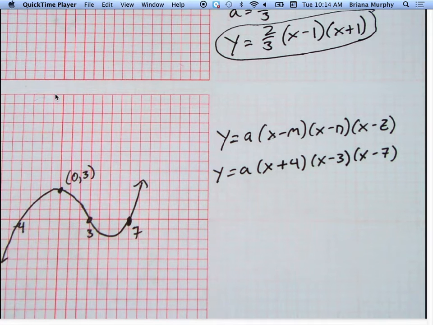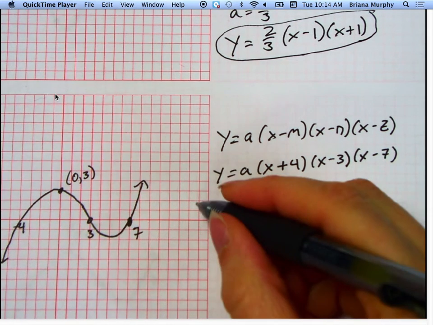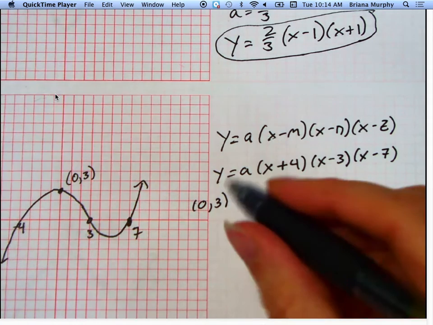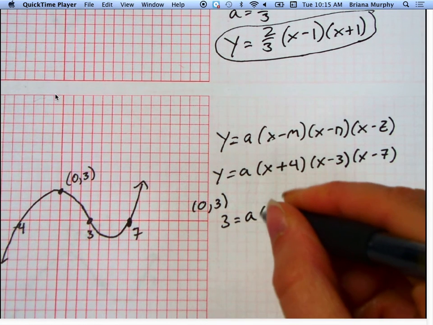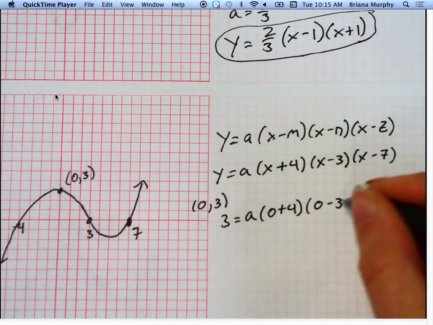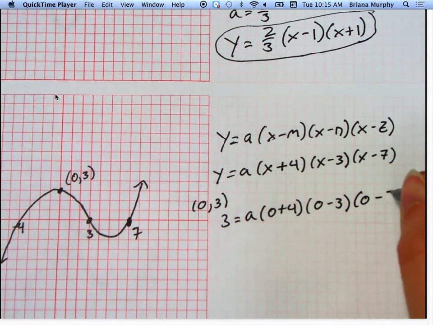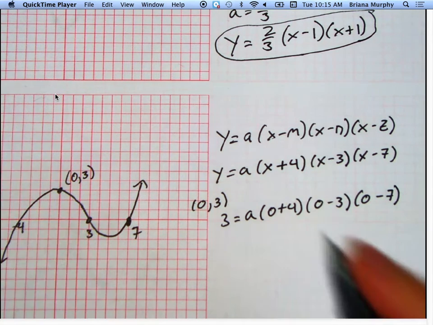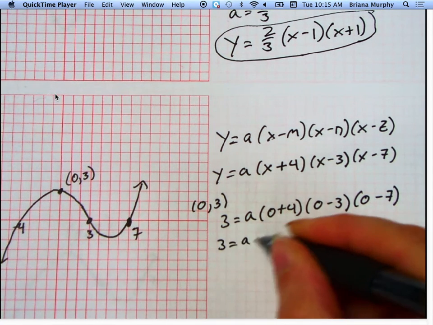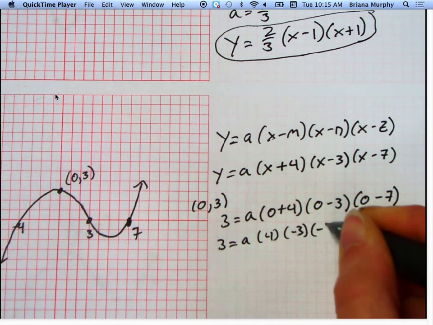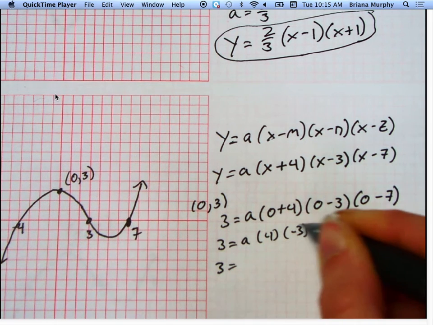Okay, once I have the roots, what am I going to do next? Plug in a point. I'm going to plug in 0, 3. So I'm going to say 3 equals A times 0 plus 4 times 0 minus 3 times 0 minus 7. So far, so good? So I'm going to get 3 equals A times 4 times negative 3 times negative 7. And what is that? What is 4 times negative 3 times negative 7?